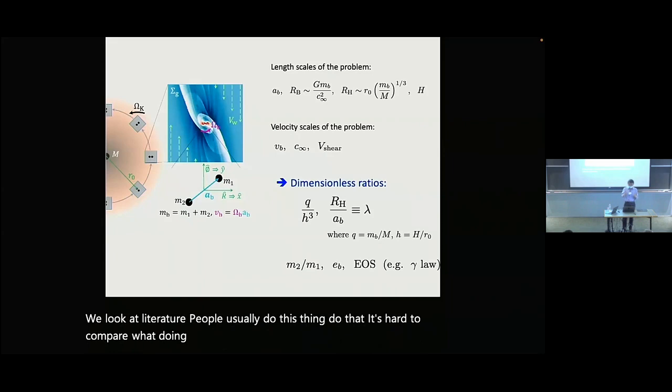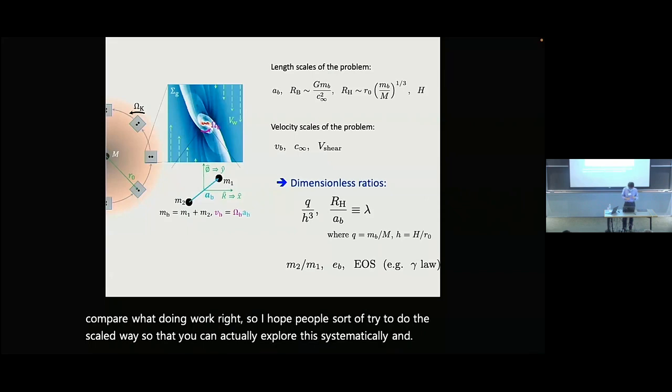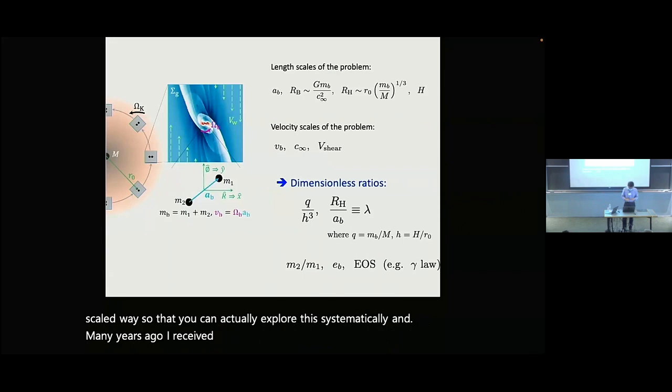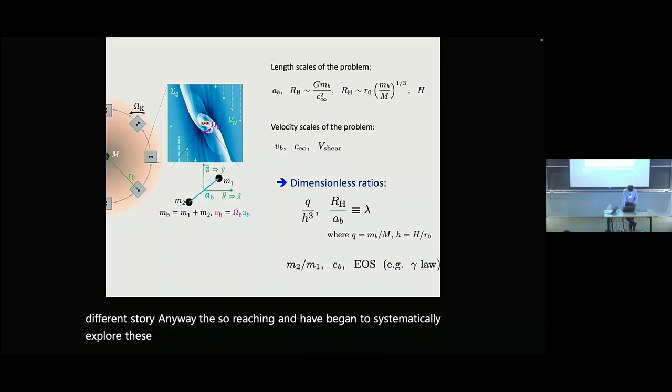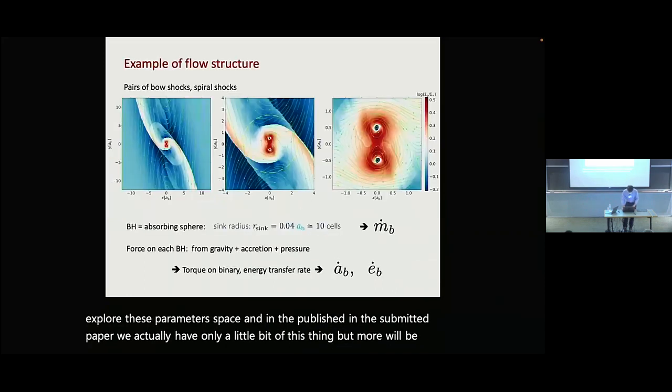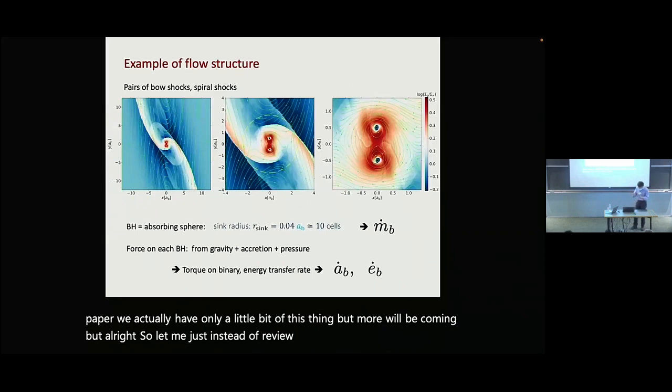So I hope people try to do the scaled way so that you can actually explore this systematically. Many years ago, I received a lesson from Salpeter, who only believed in dimensionless numbers when he was a physicist. But anyway, that's a different story. Rixin and I have begun to systematically explore this parameter space, and in the submitted paper we actually have only a little bit of this, but more will be coming. But all right, instead of reviewing the result, let me just quickly highlight a little bit.